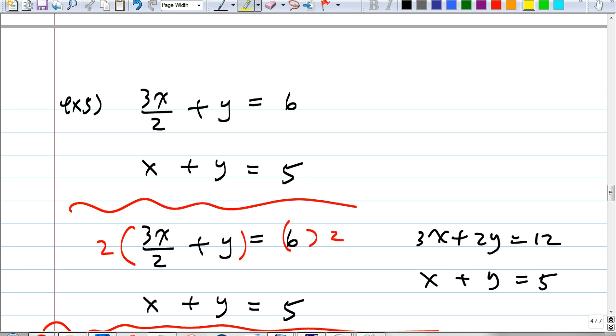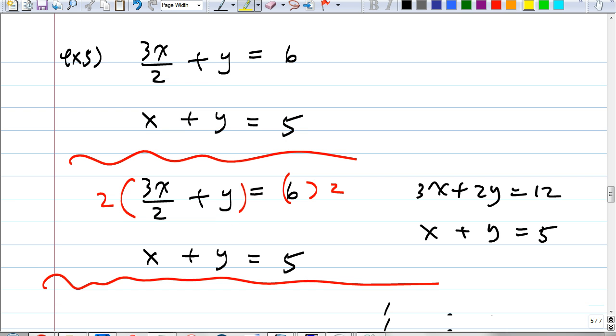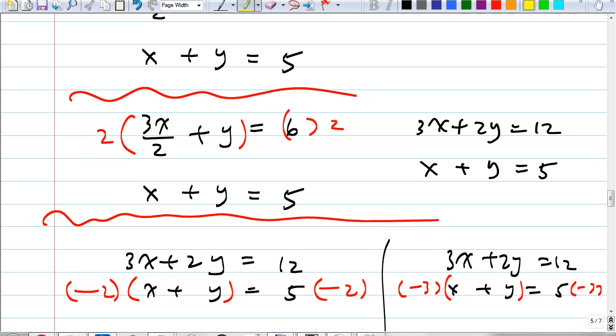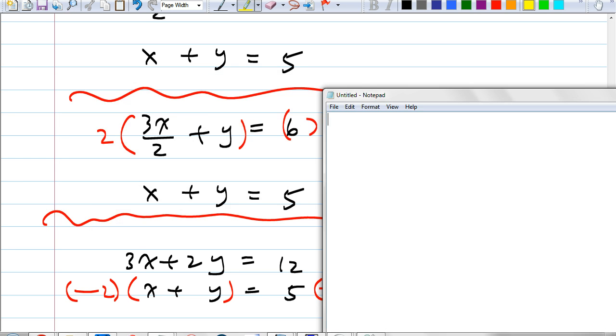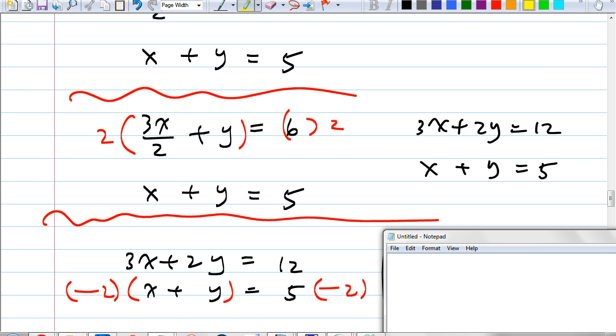Go ahead. Now, what are you going to do with this? We got 3x plus 2y equals 12, and x plus y equals 5. What should we do next? Multiply the bottom by -3 or -2, correct? So you could do it either way. It doesn't matter. I did it both ways, I think. So let's just stick with -2. It doesn't really matter. Okay, go ahead, guys.